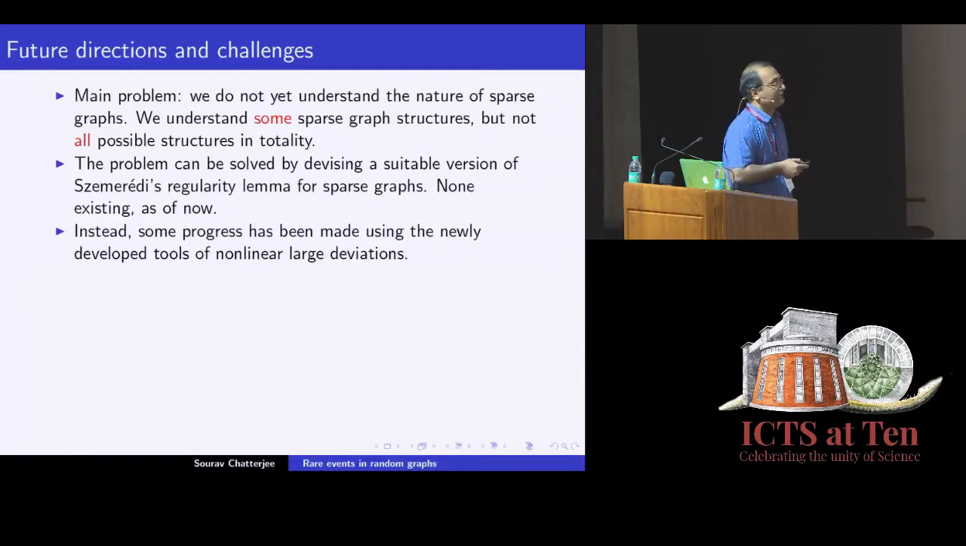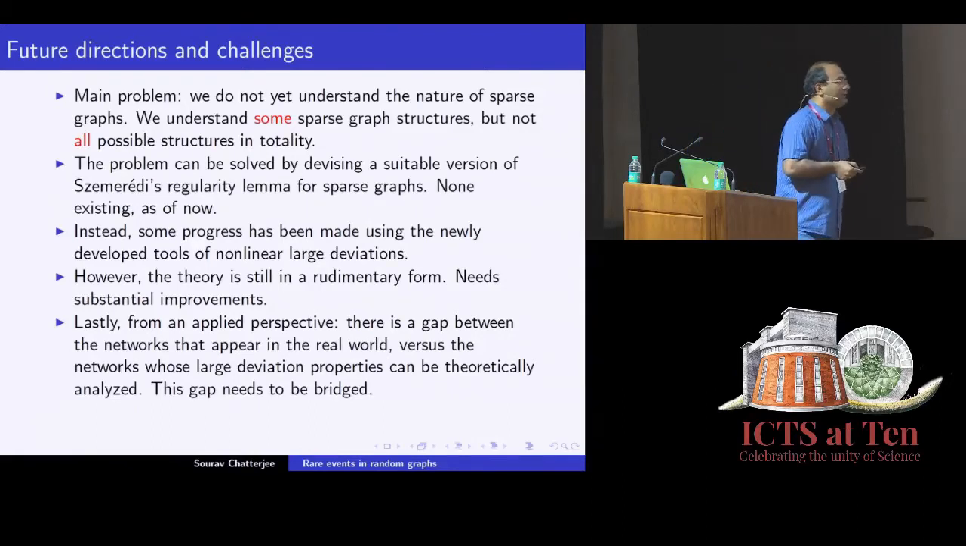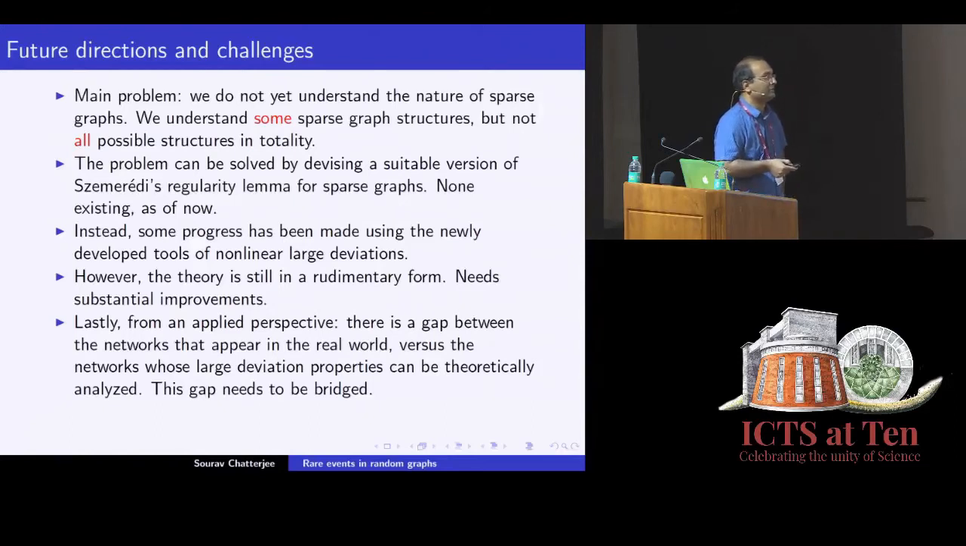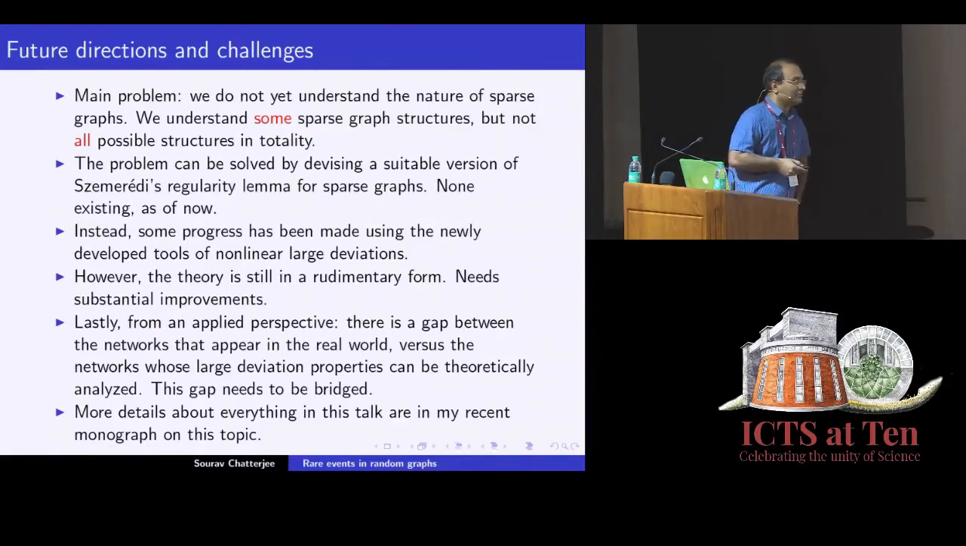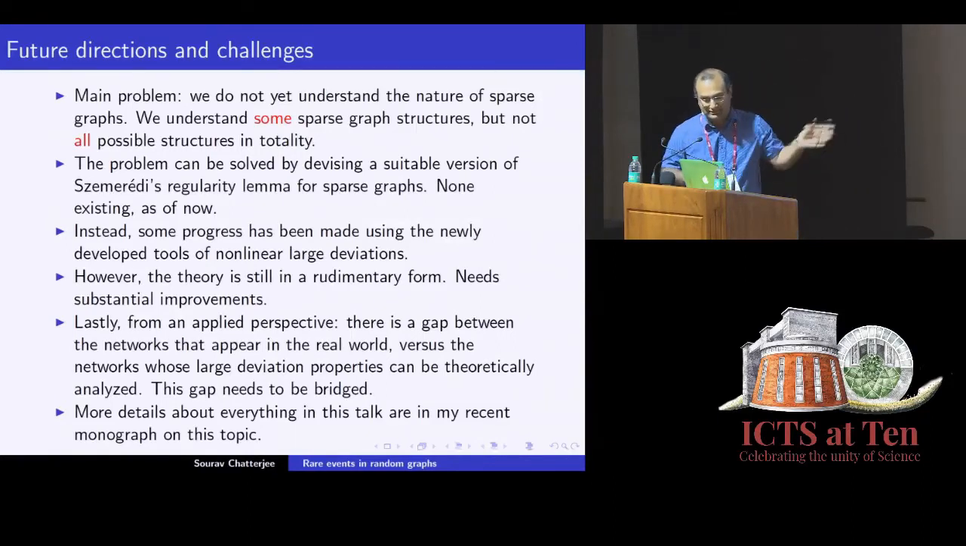And some progress has been made using this large deviations theory, but one needs a better version of this theory. And in the real world, there is this gap between the networks that appear in the real world and the networks that are theoretically analyzed. If you want to know more details, I tried to finish something quickly. There's this monograph, which also contains a whole bunch of results from graph limit theory. It's a self-contained presentation.